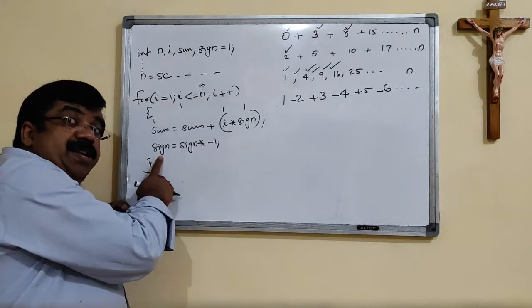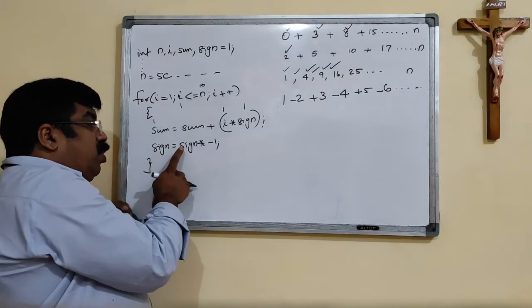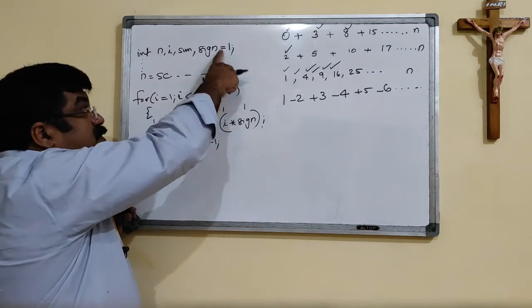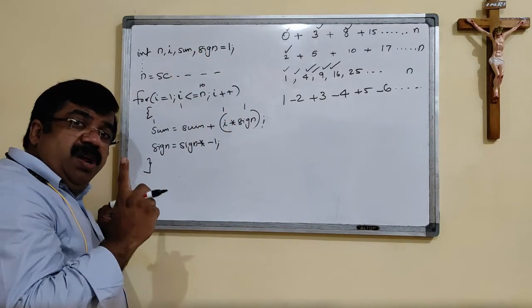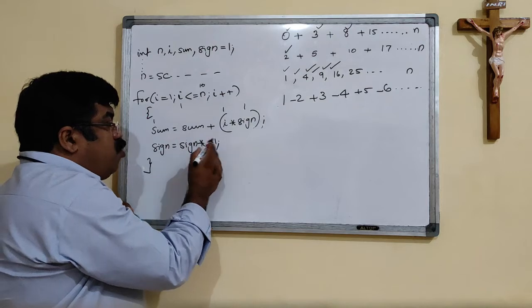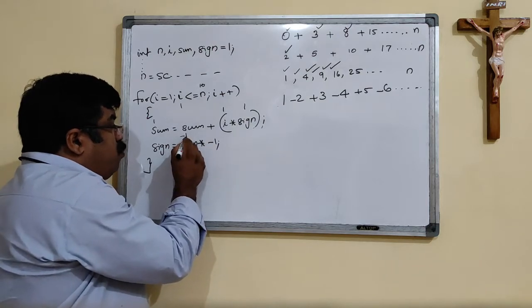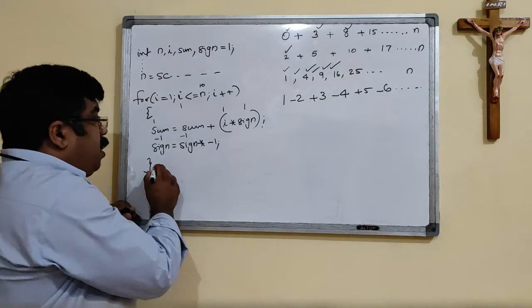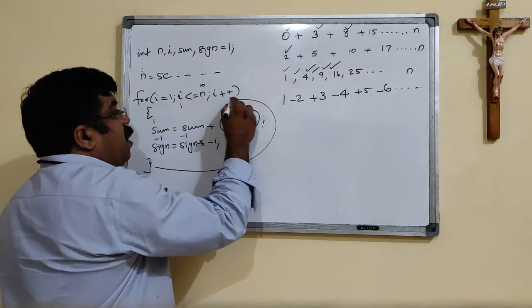Next step, you give attention. Sine is equal to sine into minus 1. What was the value of sine earlier? 1. 1 into minus 1 is minus 1. Then it goes for updation.